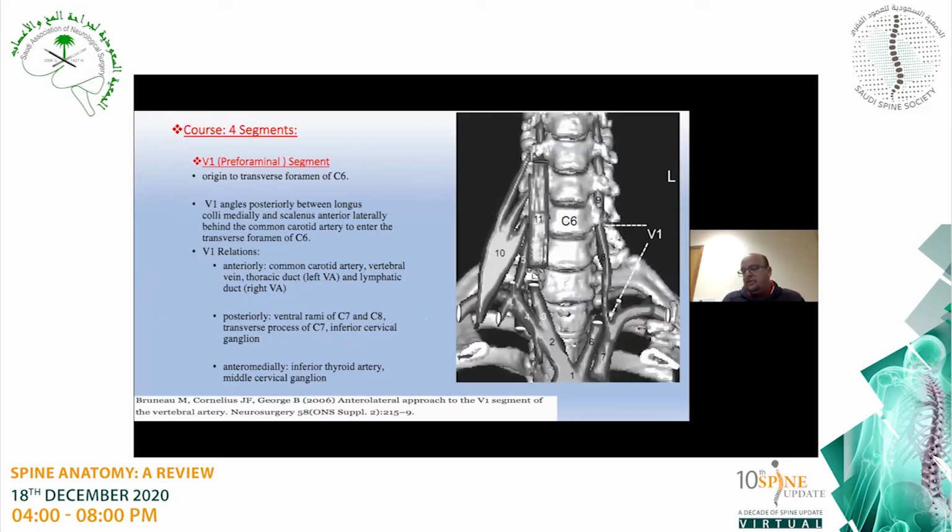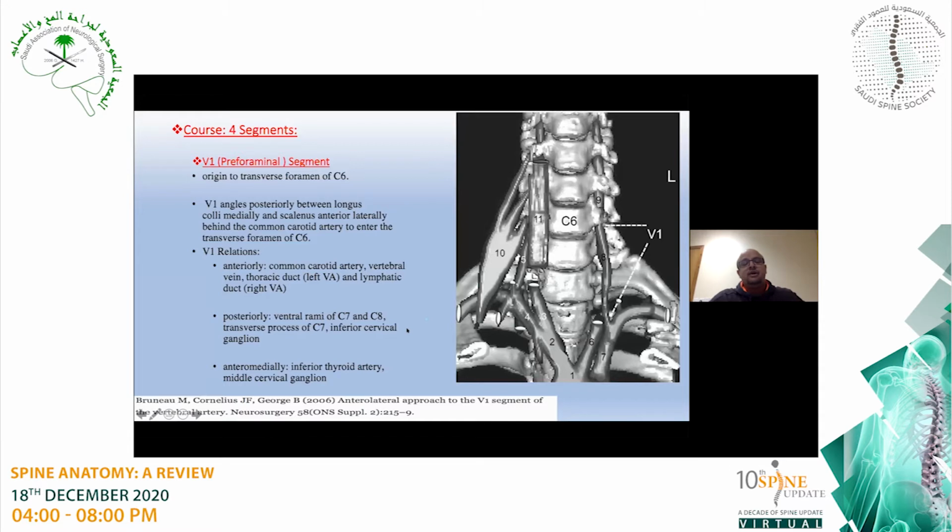So the course of the vertebral artery is basically described in 4 segments, V1 through V4. The V1 is the origin of the artery itself, going usually through the C6 transverse foramen, but it can be variable, as we will see later. The V1 segment angles posteriorly between the longus colli muscle medially, this is the muscle, and the scalenus muscles laterally, behind the common carotid artery, to enter the transverse foramen of C6 here. The V1 relations include, anteriorly, the common carotid artery, here we just cut it, and the vertebral veins, thoracic duct on the left side and lymphatic ducts on the right side.